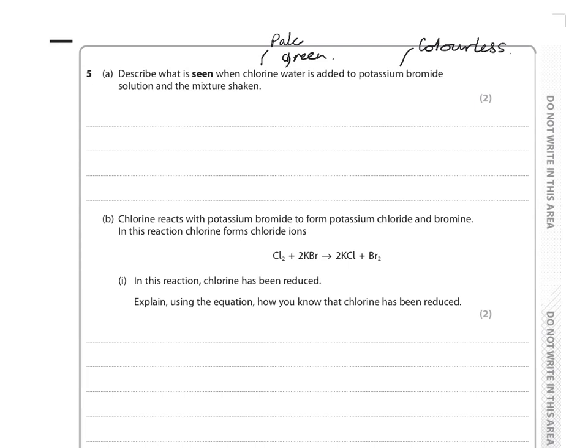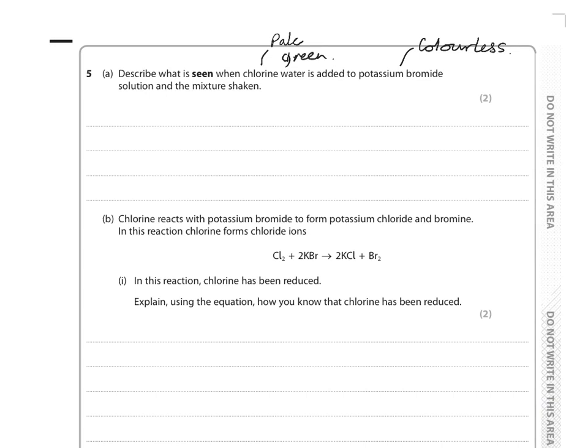And you need to decide what happens when the reaction takes place. Well, it's a halogen displacement reaction, and chlorine is more reactive than bromine, and therefore chlorine is going to steal the potassium from potassium bromide to make potassium chloride. Well, potassium chloride is also colourless, but it kicks out bromine, and bromine is orange brown colour.